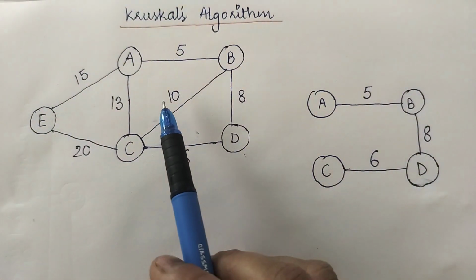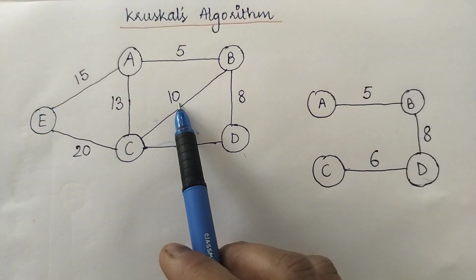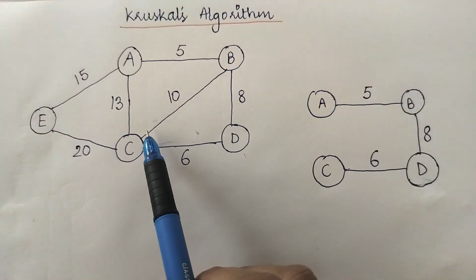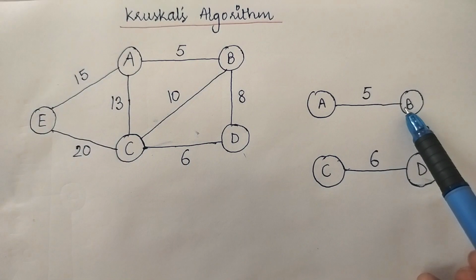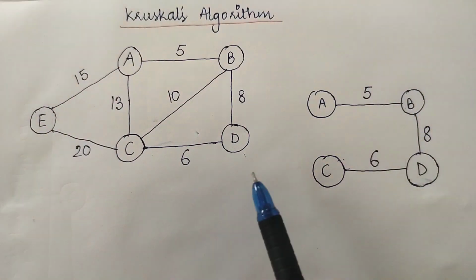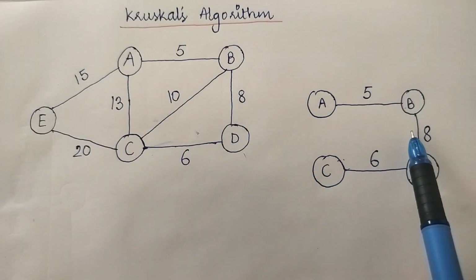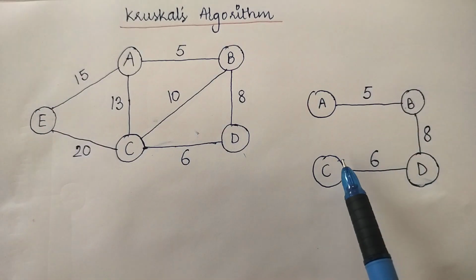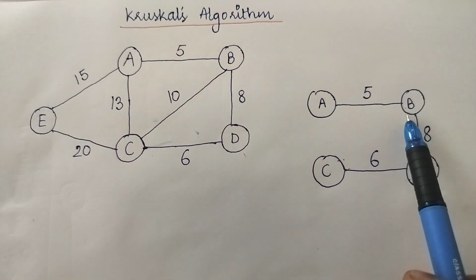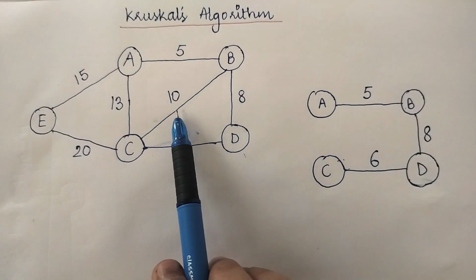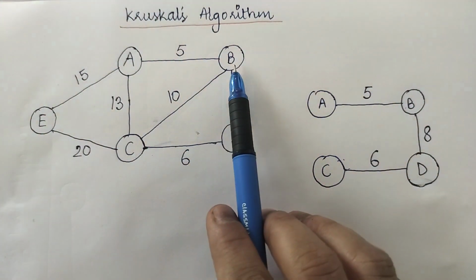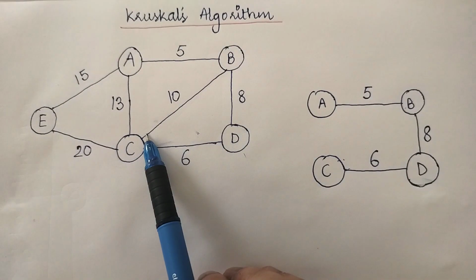After 8, the next minimum cost is between vertex B and C. But if I draw an edge between vertex B and C, it will cause a cycle. So I will not do that, right? Any edge that is causing a cycle will not be drawn even if the cost is minimum. So this minimum cost will be ignored because an edge between vertex B and C causes a cycle.